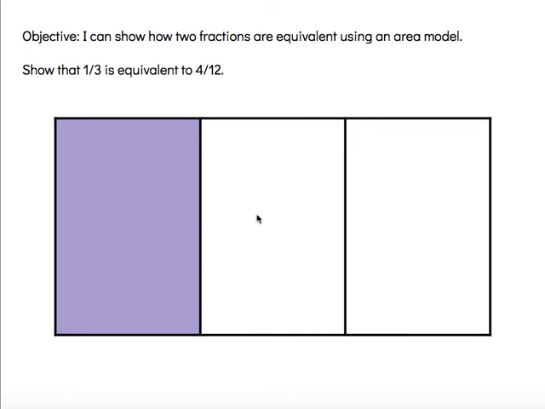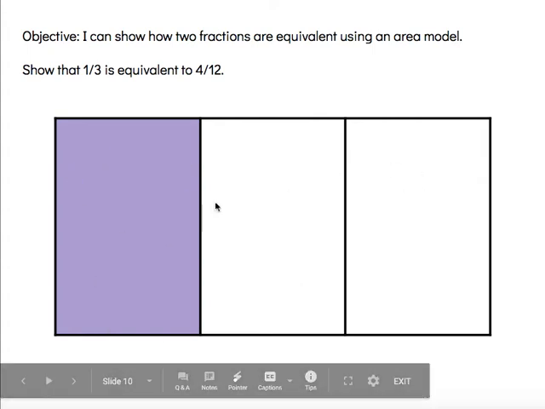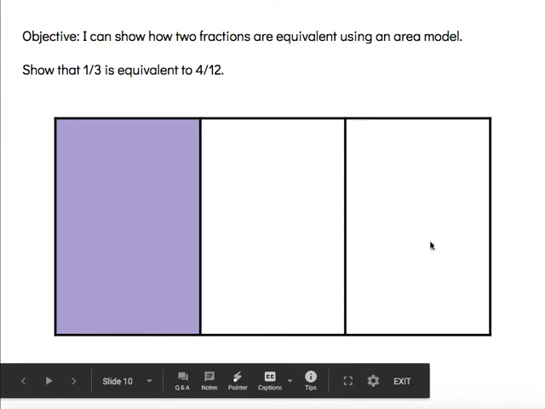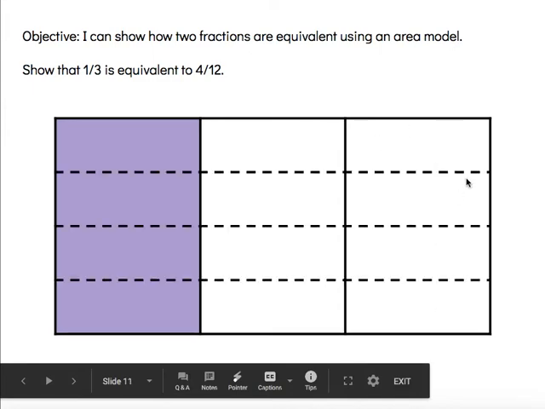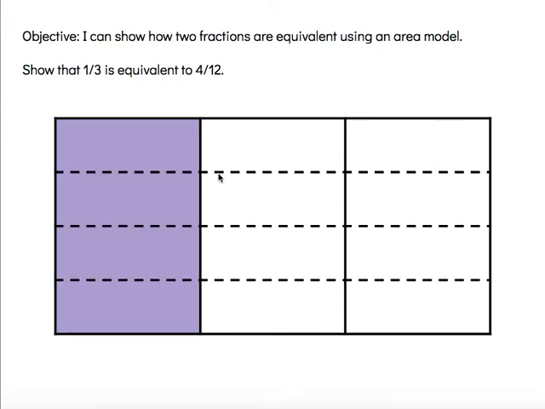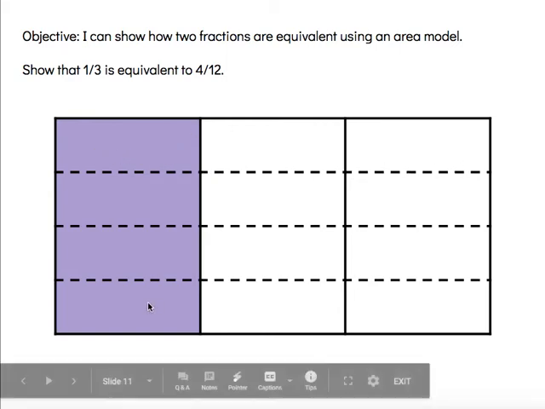Again, I could take each one of these sectors and split it into 4 equal parts, and I can do that vertically if I wanted to, but I'm going to be more efficient and put in some horizontal line segments. So you can see that I've split this into 3 rows of 4.